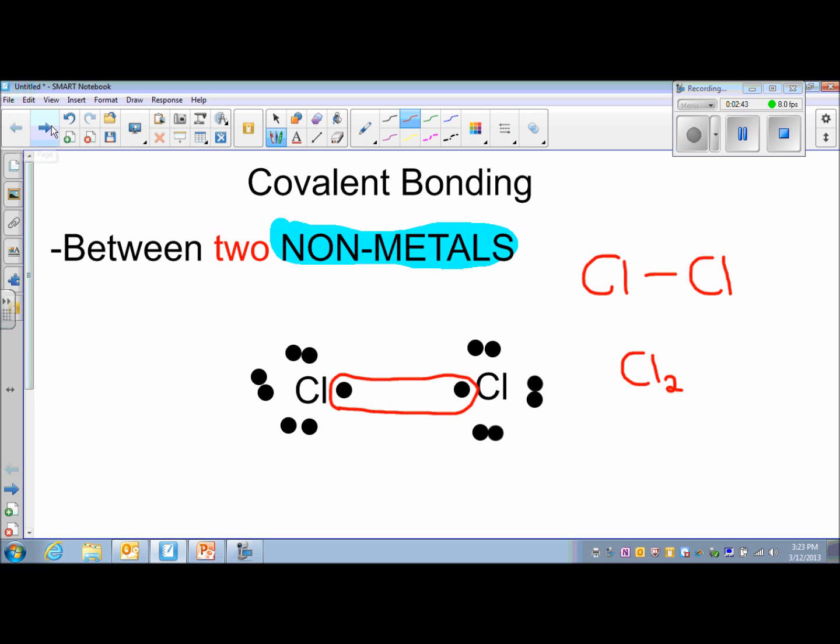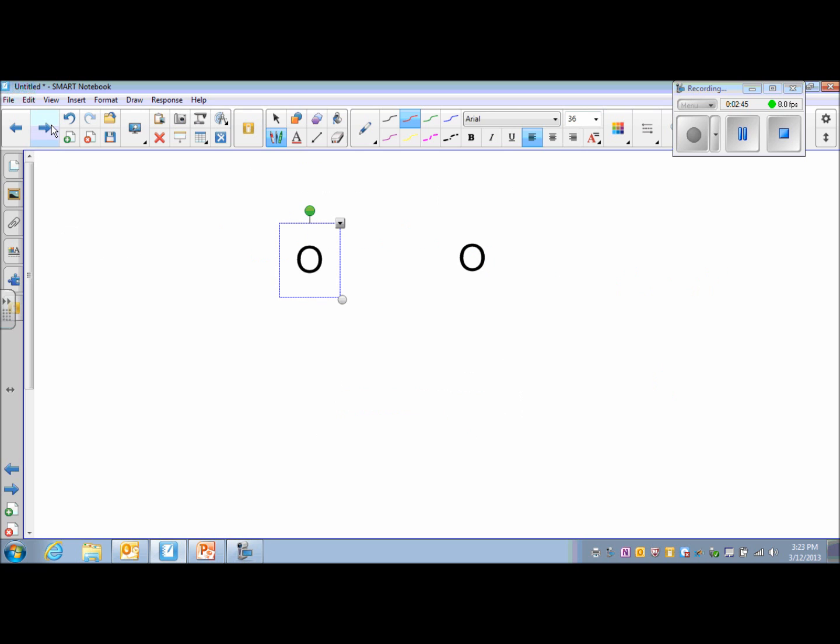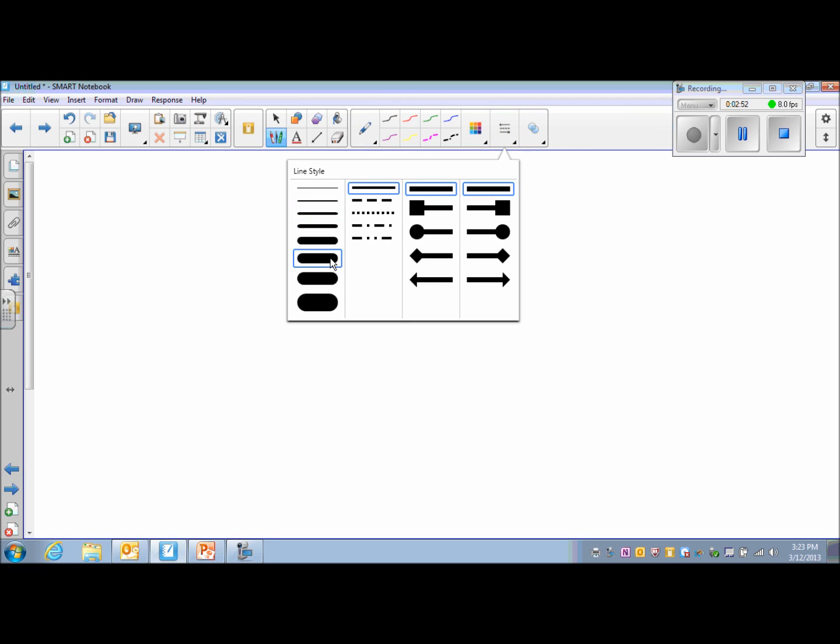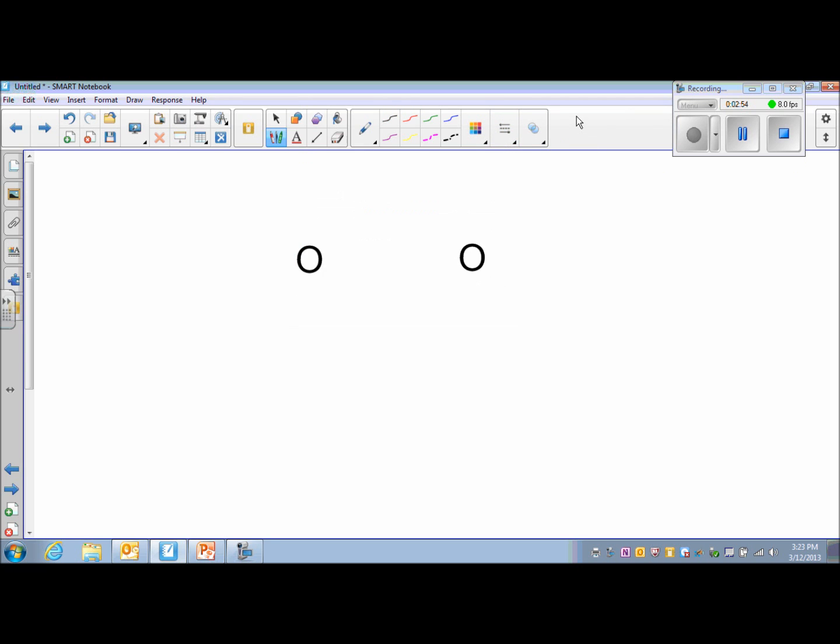Let's go ahead and try another example. This one is with oxygen and oxygen. So the first thing I'm going to do is draw my valence electrons. So if you look at the periodic table, oxygen is in group 6, so it's going to have 6 valence electrons. So I have 1, 2, 3, 4, 5, 6. This oxygen is also going to have 6 valence electrons. 1, 2, 3, 4, 5, 6.